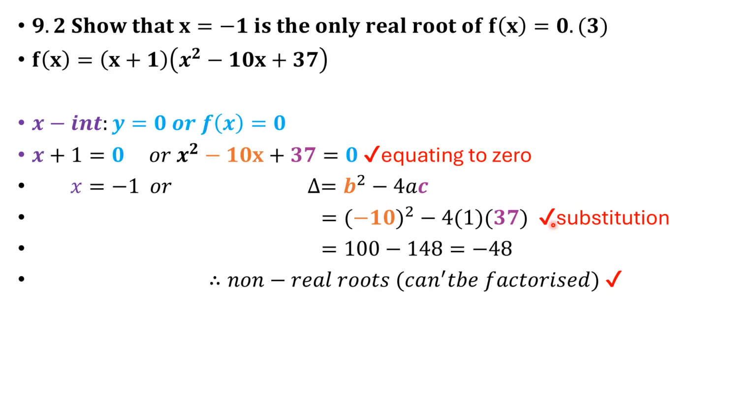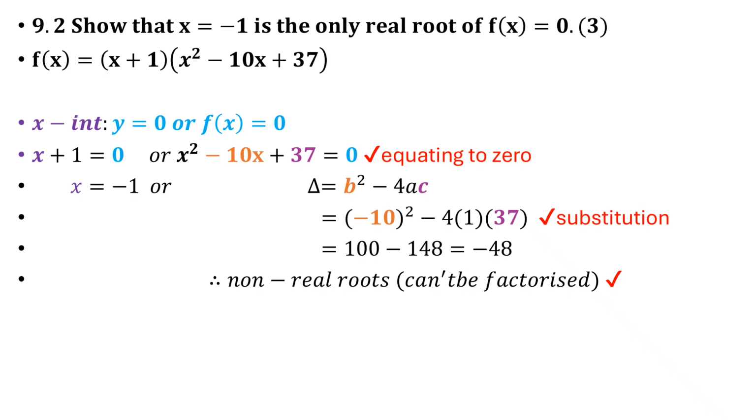So 1 mark for substituting, 1 mark for noting that it has non-real roots, and my other mark for equating to 0. We can't give you a mark for that solution because we already told you that is the solution. All right, so I hope you follow. It's a very common exam question: show that there's only one real root. That is how we would show it.